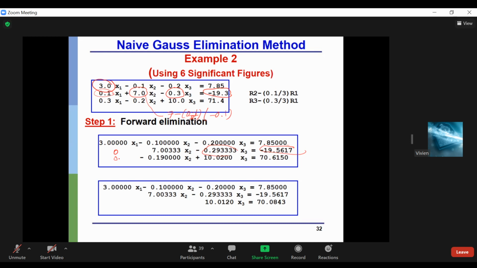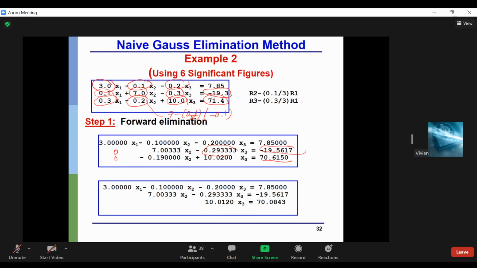Now we proceed to the third row. Again, a similar procedure: the third row minus the factor, which is 0.3 divided by 3, times the first row. So that we have this value, which is 0. Again, we do the same for the second element, subtracting the first row multiplied by a constant factor. And for the third element, we again subtract the first row with a constant factor, and also for the right-hand side. Once we finish making 0 in the first column, we can continue to the second column.